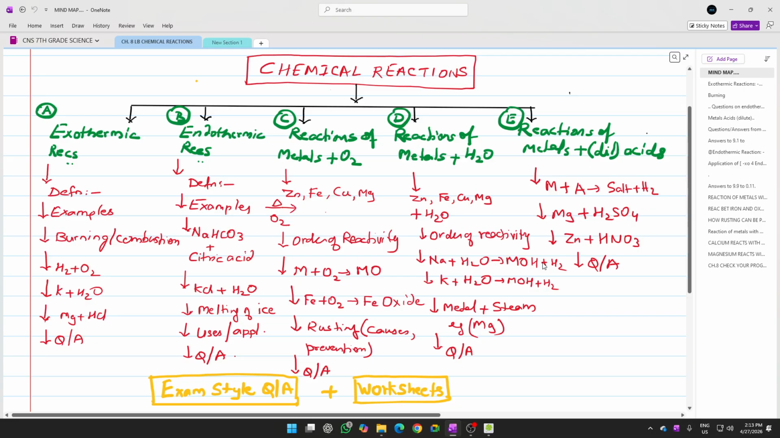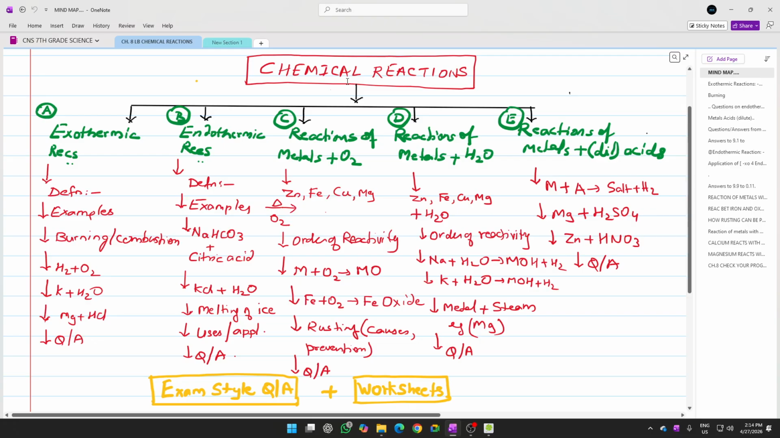Apart from this, you can see I have written here at the bottom, we will be discussing the exam style questions from the textbook. So at the end of the textbook, there are some exam style questions that we are going to solve. And then of course, after that, we are going to solve my worksheets. Okay, so my personal worksheets that you are going to solve.